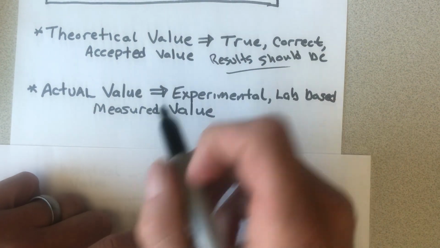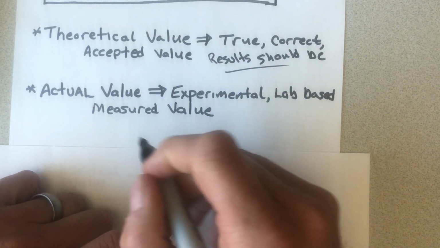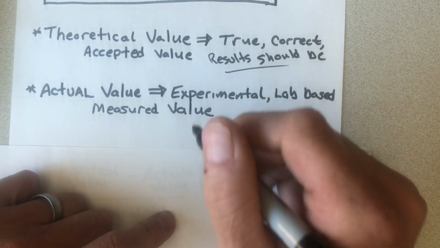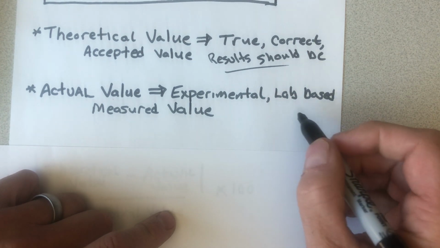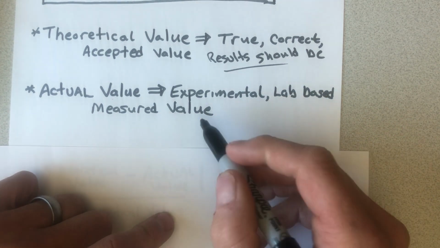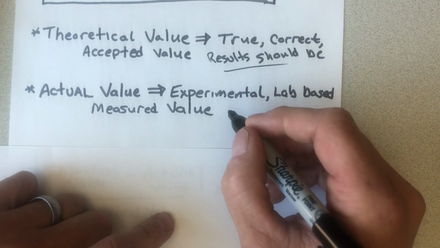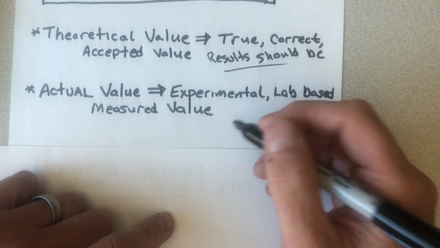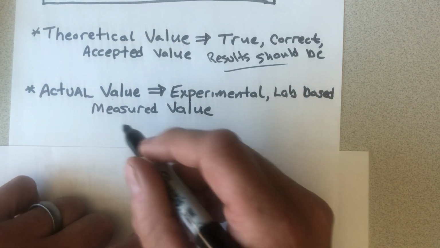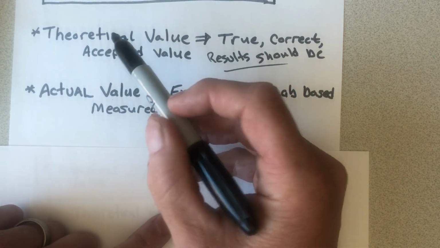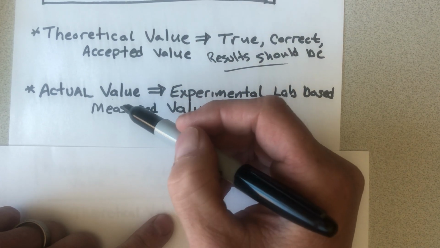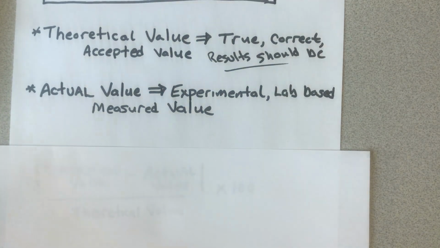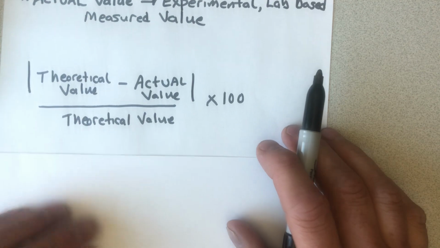The actual value, this is the experimental value. This is what you actually get as a result. We can call it the experimental value, the lab-based value, or the measured value. This is what you actually do in a lab setting or something like that, okay? So I always think about it as, you should theoretically get a certain value, but you actually get a slightly different value most times, okay? And so there's a simple math formula for this.